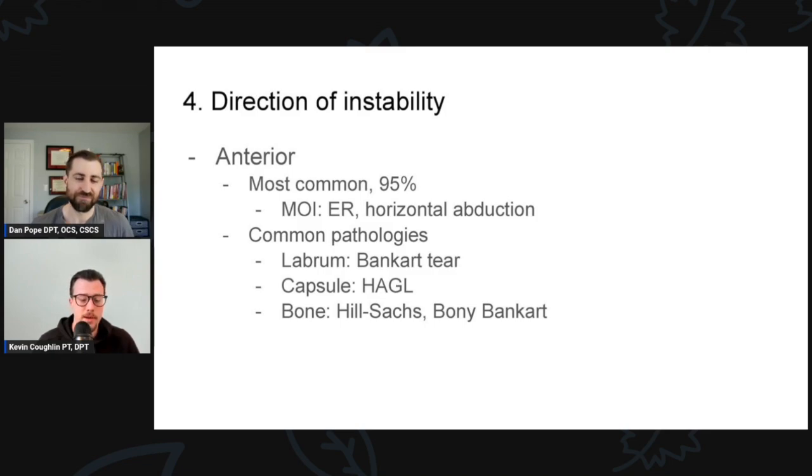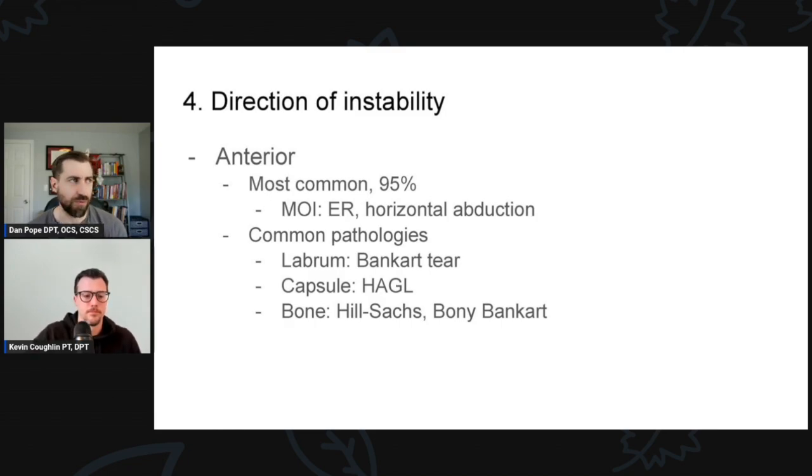And then again, we want to get these folks in for imaging because they might have a Bankart repair, they might have a HAGL, a humeral anterior glenoid ligament damage. So something to consider there, or the anterior inferior capsule damage. And then we could see with this a Hill-Sachs or a bony Bankart. So we want to make sure we rule those things out and figure out what the direction of instability is telling us.